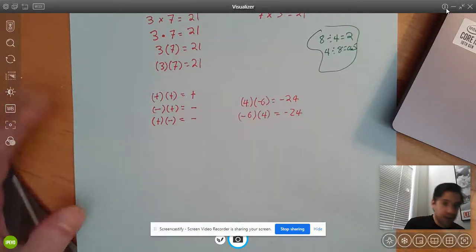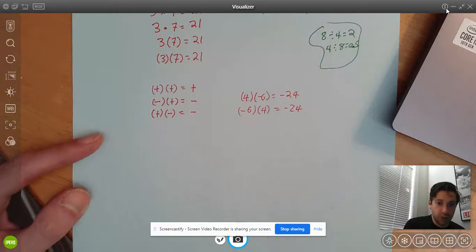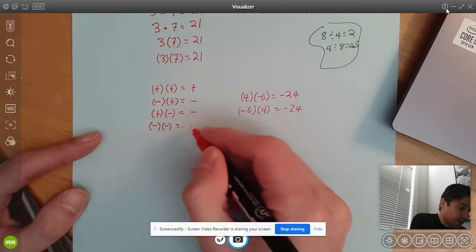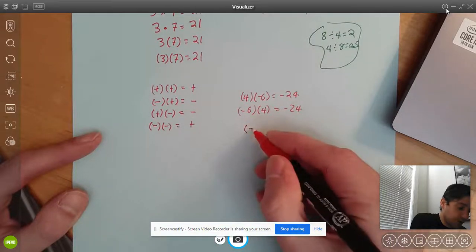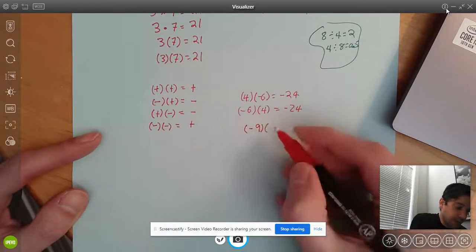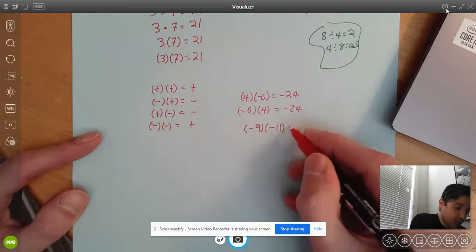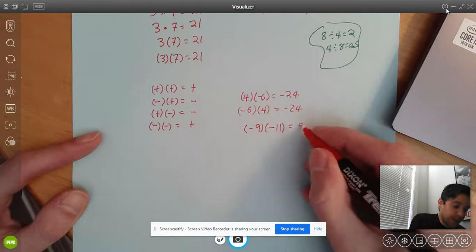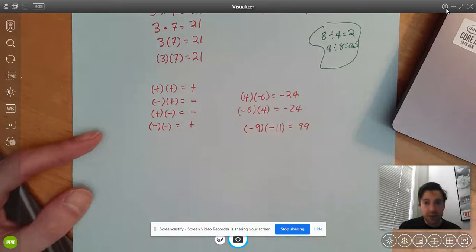The last one is kind of the strangest from an intuition perspective. But if I have 2 negative numbers, they're always going to multiply to a positive. So I'll just give you an example, and then we're going to talk about it. If I've got negative 9 times negative 11, negative times a negative is a positive, and then 9 times 11 is 99. So my answer is positive 99. So why is that the case? It's a little bit strange to think about.